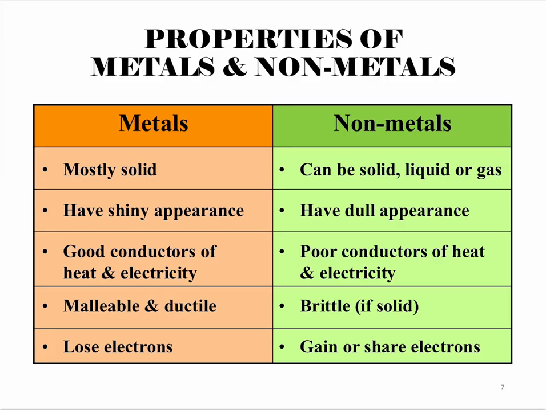Nonmetals tend to exist in all three states. They generally have a dull appearance, or if you made a powder of them, they would be opaque in nature. They tend to be poor conductors of heat and electricity, although a lot of modern science is looking at making conductors out of plastics.